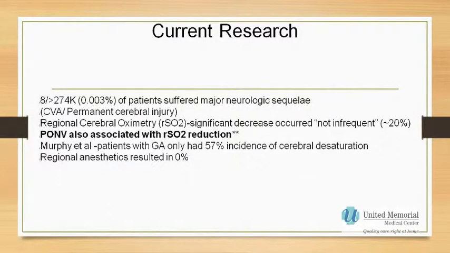So current research, again, this rare incidence, 0.003% of these patients suffer these permanent disabilities associated with this. What they have found is there's this regional cerebral oximetry change that happens in almost 20 to 50% of patients that undergo the beach chair position. So it's a change in oxygen saturation in the blood. The amount of oxygen in the blood in the brain at a given point in a given area decreases.